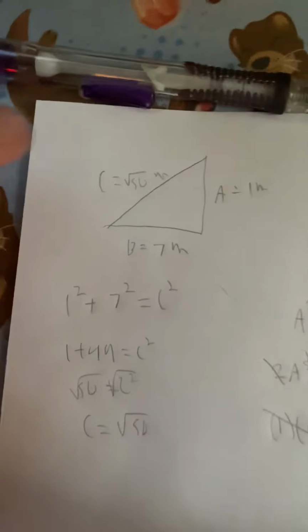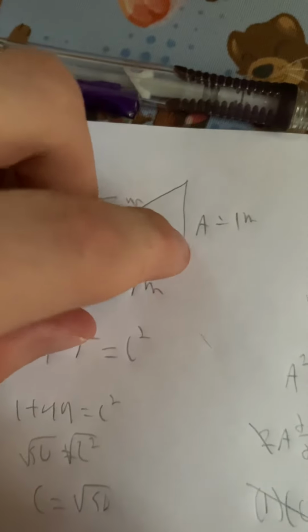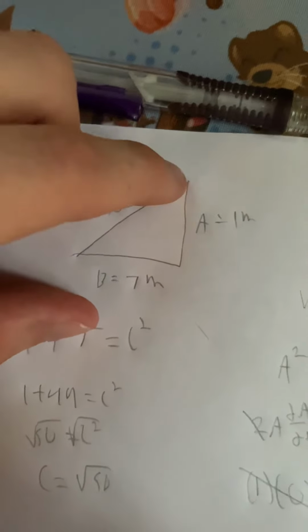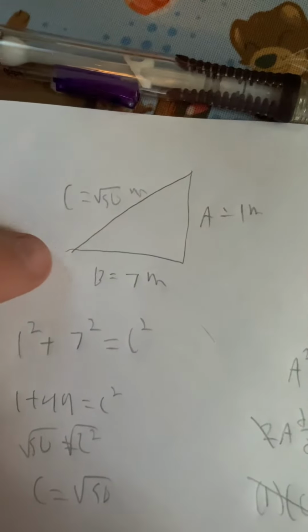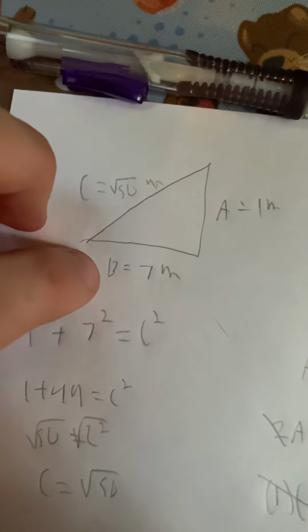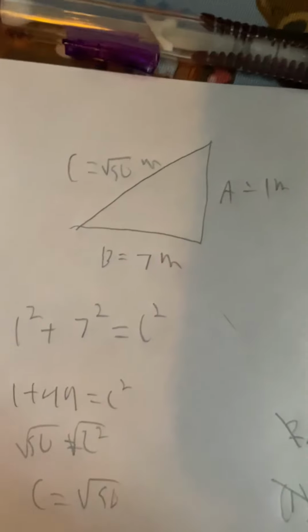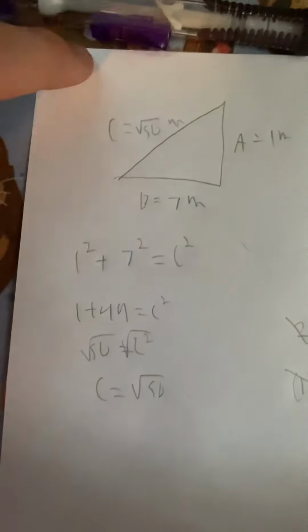So first thing I did was I drew a picture. This would be the dock and the pulley would be up here, so I said that A was 1 meter. This is the distance from the dock to the boat, so I labeled that B and said it was 7 meters because that's what it was asking. And then I just did Pythagorean theorem to figure out that C was square root of 50.